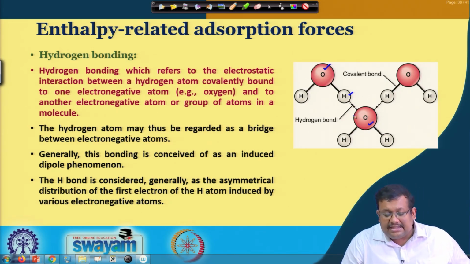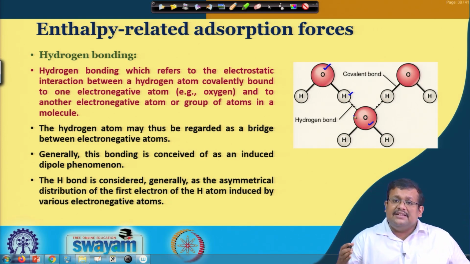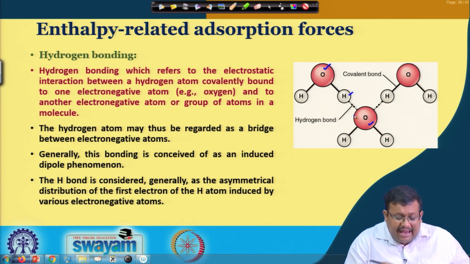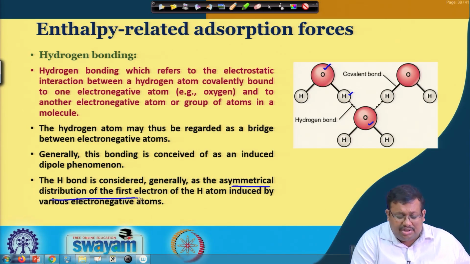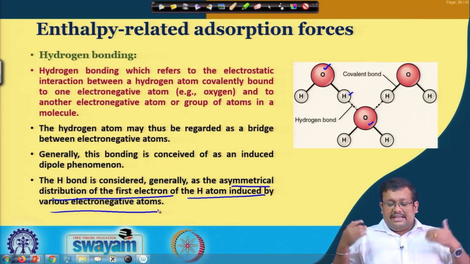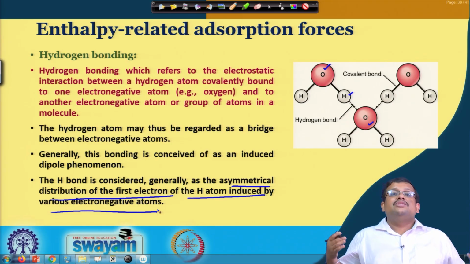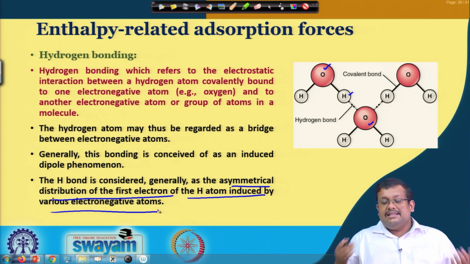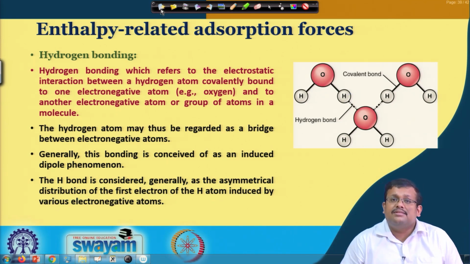So, this hydrogen is acting as a bridge between these two electronegative atoms. Generally, this bonding is conceived as an induced dipole phenomenon, with positive and negative dipoles. The hydrogen bond is generally considered as the asymmetrical distribution of the first electron of the H atom induced by the electronegative atoms. So, due to the presence of the electronegative atom oxygen, there is an induced asymmetrical distribution of the first electron of the hydrogen atom, and as a result there is an electrostatic attraction. This is called hydrogen bonding.